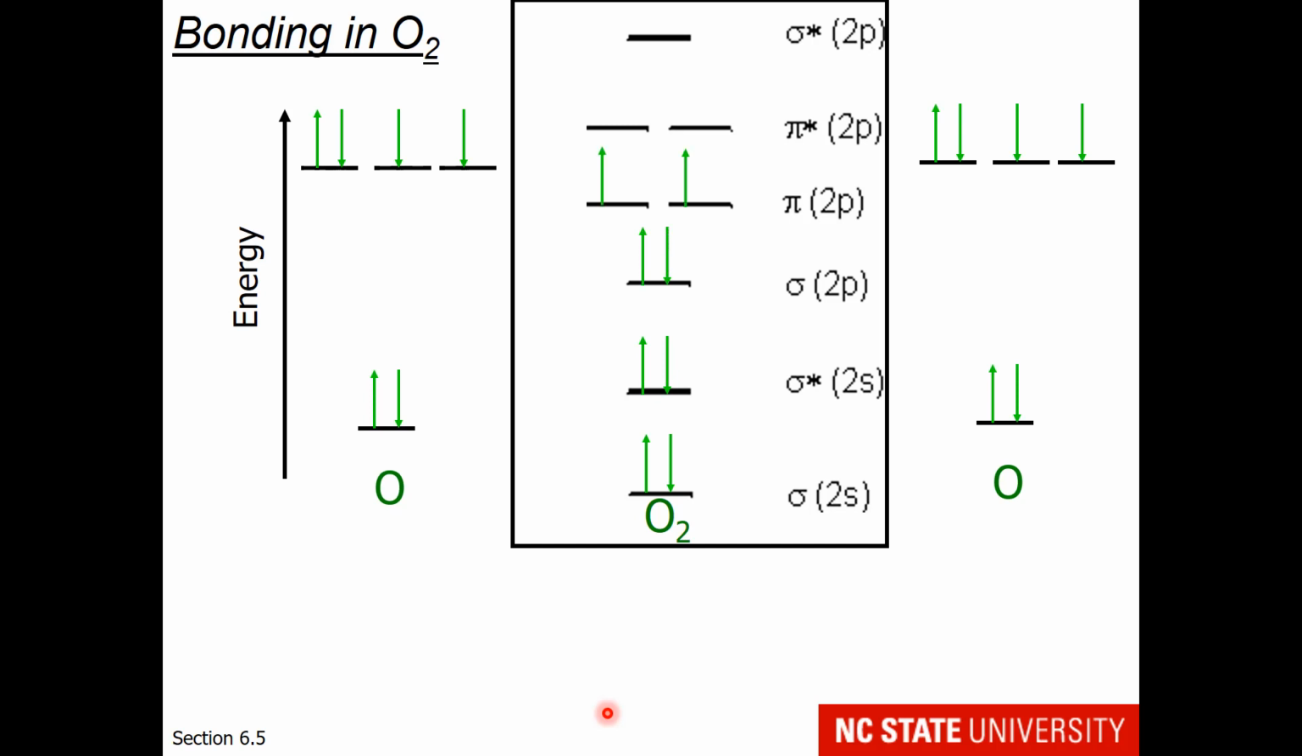Don't forget Hund's rule, which says when placing electrons in orbitals with the same energy, they must be spread out and pointed the same direction. So that was 7 and 8. Here is 9 and 10, and 11, and finally 12.